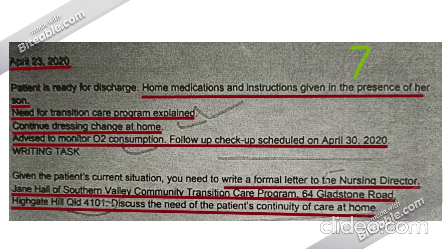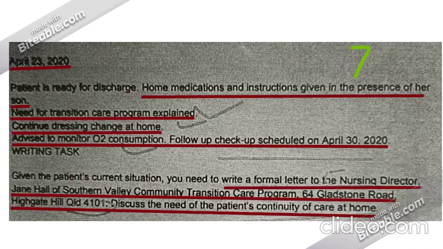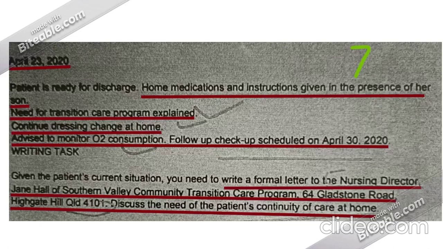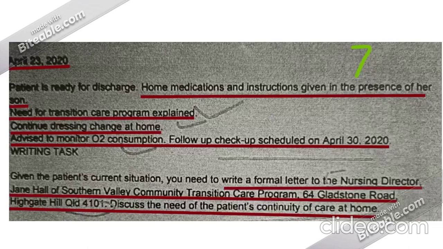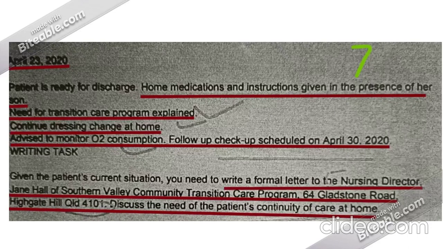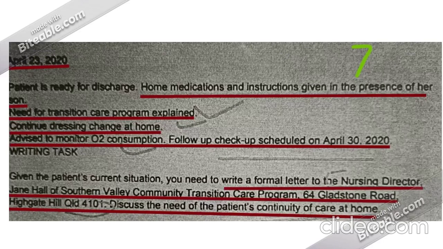Then the writing task, I will read again. Given the patient's current situation, you need to write a formal letter to the nursing director, Jane Hall of Southern Valley Community Transition Care Program, and that is given. Discuss the need of the patient's continuity of care at home. So these are all the content of our writing task. Let us see how this content can be in a letter, how we can formulate a formal OET letter for this patient, Ms. Loten.